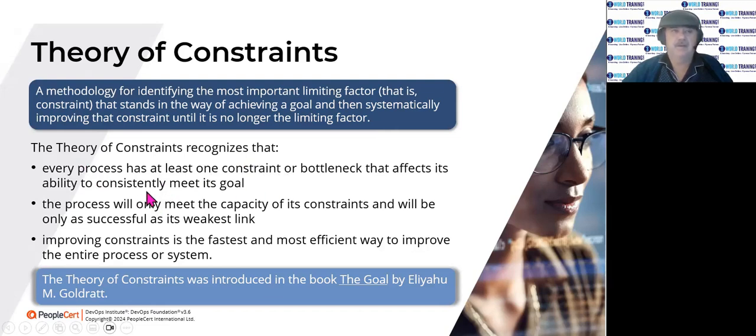ability to consistently meet the goal. The process will only meet the capacity of its constraint and will only be as successful as its weakest link. Improving constraints is the fastest and most efficient way to improve the entire process or system. So first of all, identify where the constraints are and then balance things according to that constraint. And then you can make improvements from there. The theory of constraints was introduced in the book, The Goal by Elihu Goldratt, as Gene mentioned in the video.